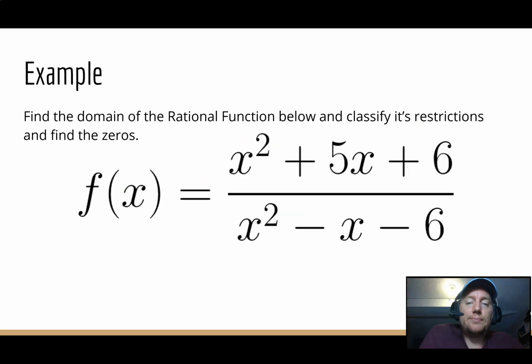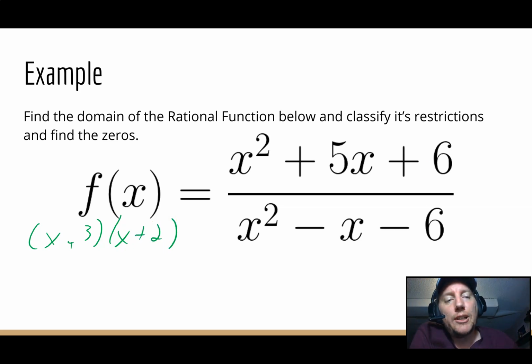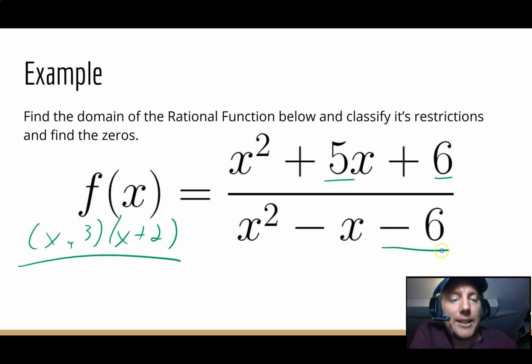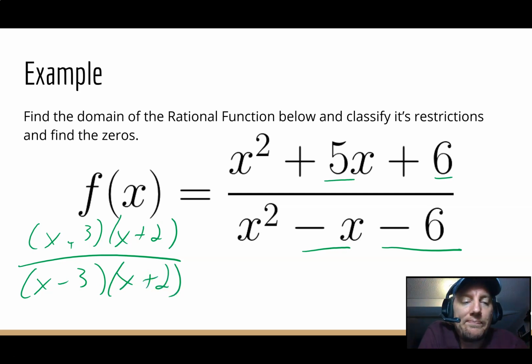So let's take a look at this one. Find the domain of a rational function below and classify its restrictions and find the zeros. So a lot to do here. I'll try and fit it in the margins. So the first thing is factor the top and bottom. With all of these, if you factor the top and bottom, so let's see, x plus 3, x plus 2 gives us the top. It multiplies to be 6, adds to make 5, so 3 and 2. The bottom multiplies to make negative 6, adds to make negative 1, is x minus 3, x plus 2.